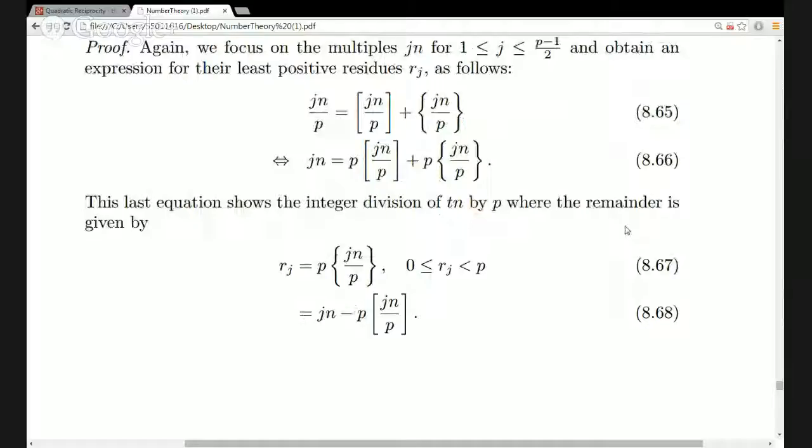So we get this equation here, which we will record on the board so we can look back to it. That rj, remember, we're looking at j times n, is going to be congruent to its standard representative rj modulo p, with remainder between 1 and p, because these numbers are never congruent to 0 modulo p. But using this idea, this is equal to j times n minus p times the integer part of j times n over p. So we get that nice expression.